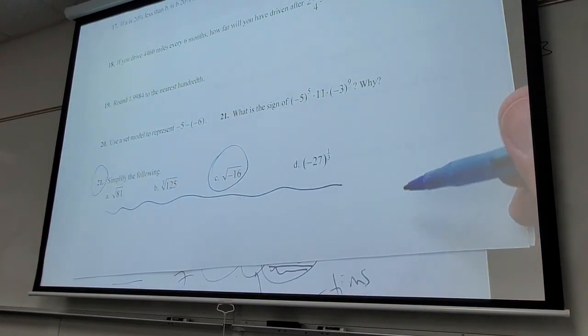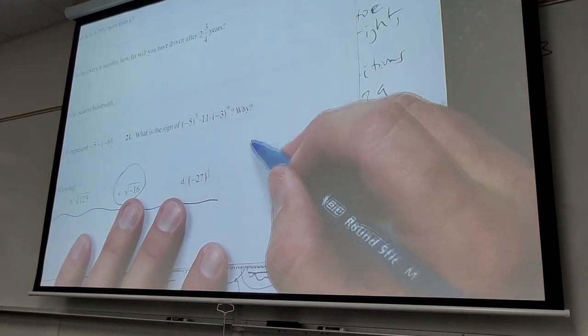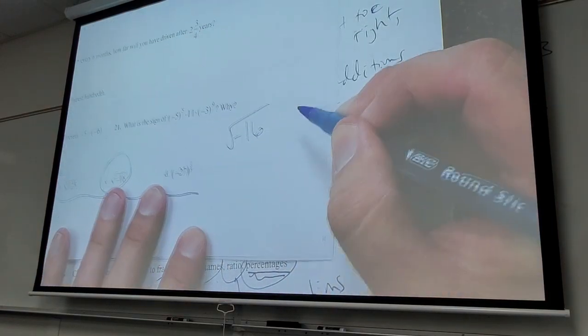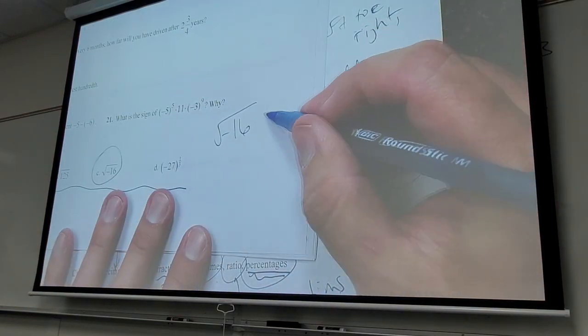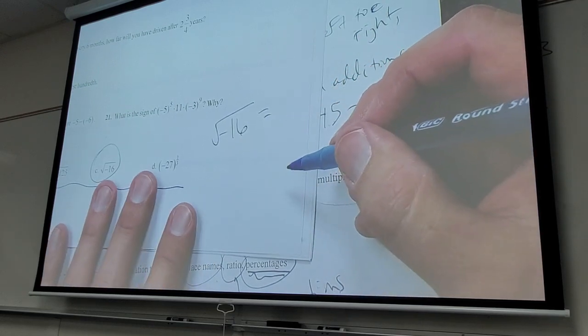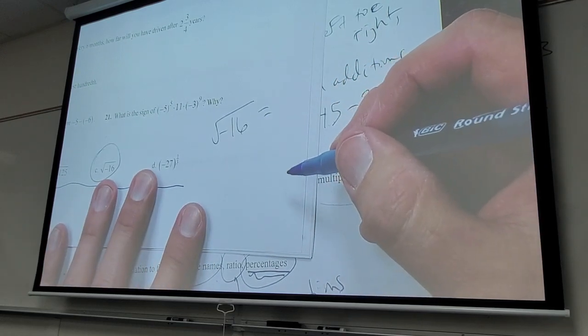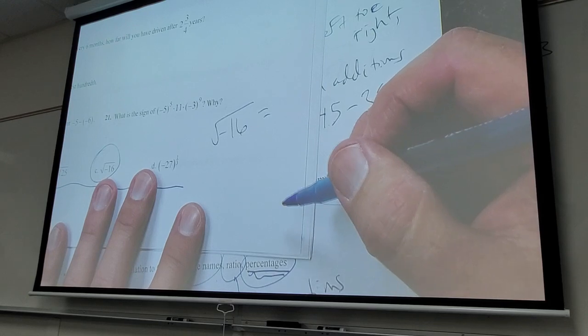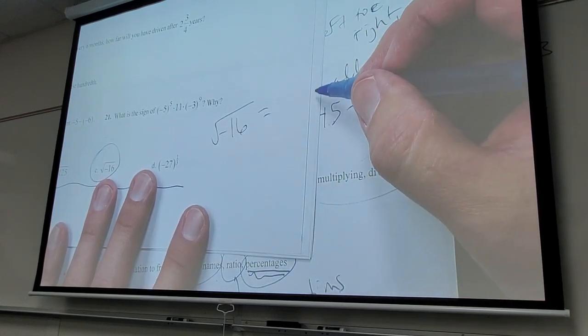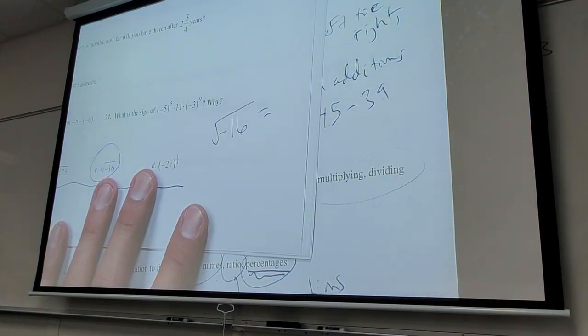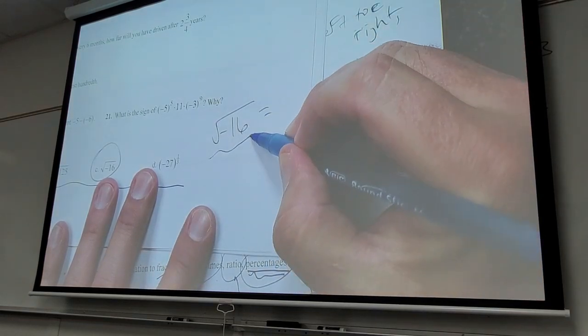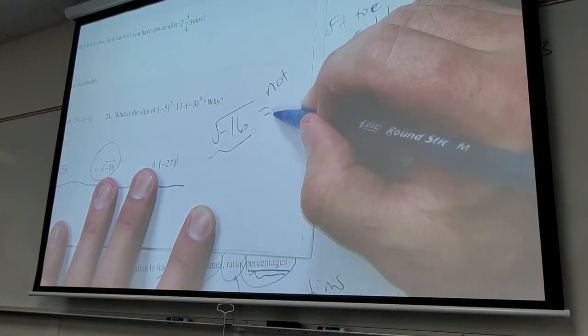So I meant to talk about this earlier. Why is the square root of negative 16 what it is? What do you guys think that is? Could it be 4? No, because two 4s multiply to 16, not negative 16. Could it be negative 4? No. What's negative 4 times negative 4? 16. So this officially is not real.